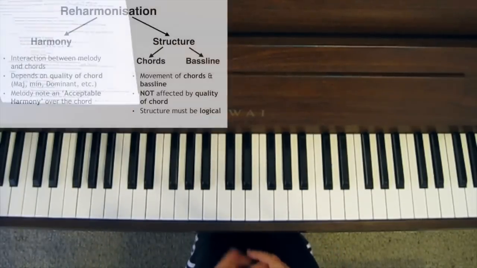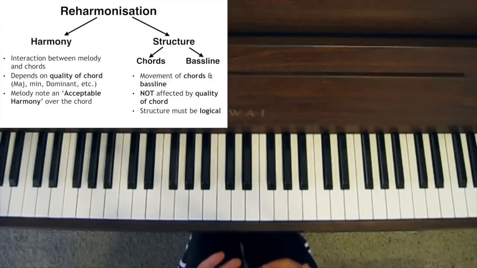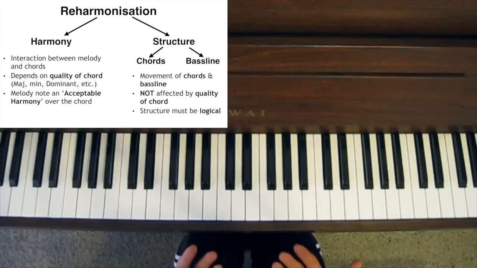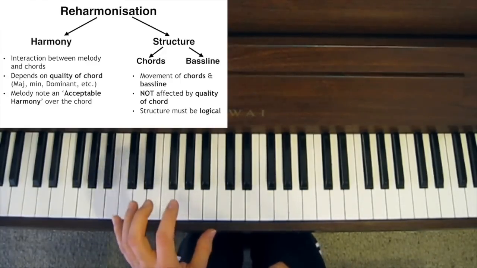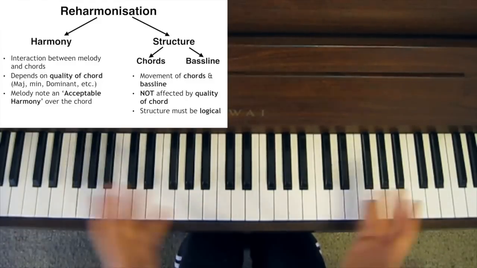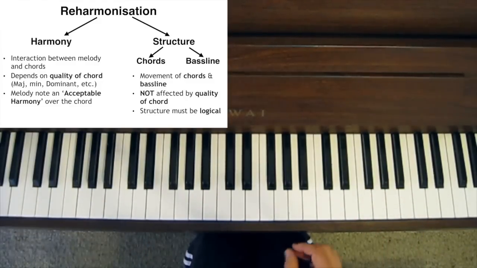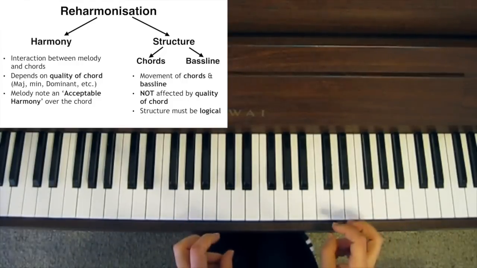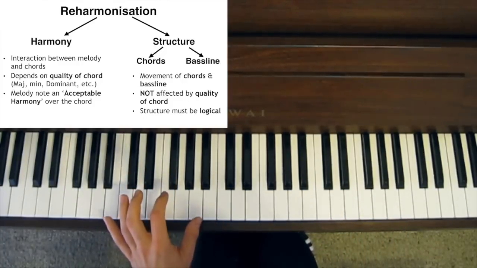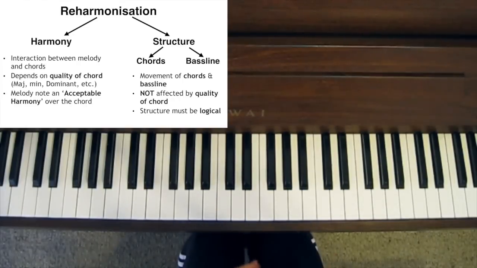So to reharmonize a song, you really need to take two things into account: the harmony and the structure. The harmony is the interaction between the melody and the chords, and it depends on the quality of the chord, that is whether a chord is major, minor, dominant, diminished, etc. And your goal here is to make the melody note an acceptable harmony over the chord. Now I'll go over this in detail in a moment, and I'll also go through an example at the end of this video to make this clearer.